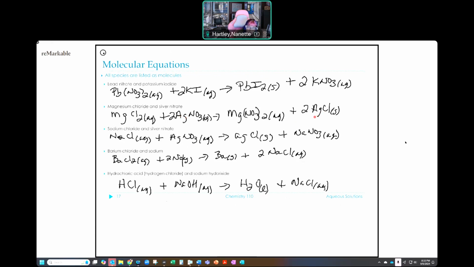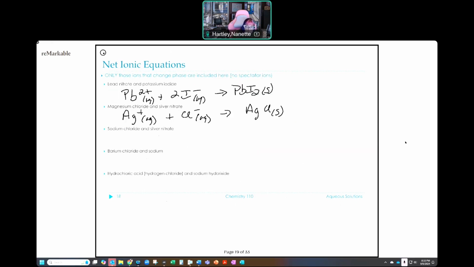But we don't have to include that there were two of them, because that's part of the balancing that happened because of the counter ion. It is not necessary to do that in our net ionic equation because we only need one Ag plus and one Cl minus to make AgCl. So we don't need to include that here. It is perfectly fine to include just Ag plus and Cl minus to make AgCl. That's okay.